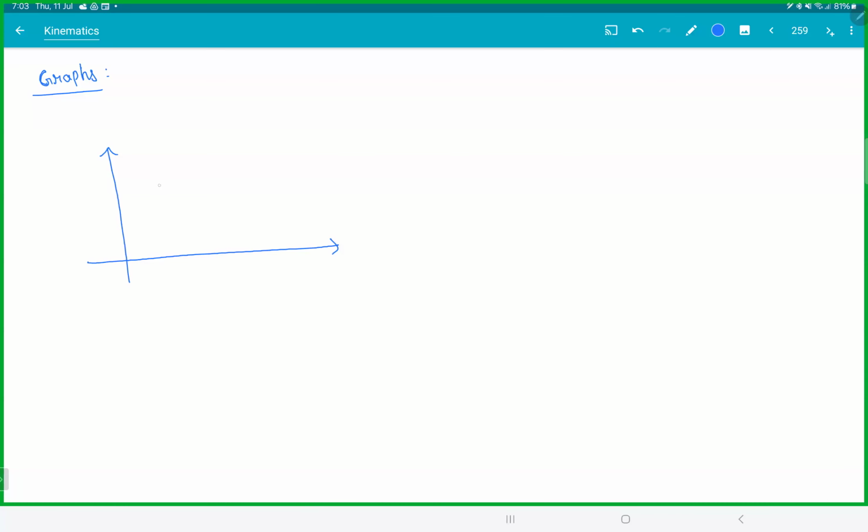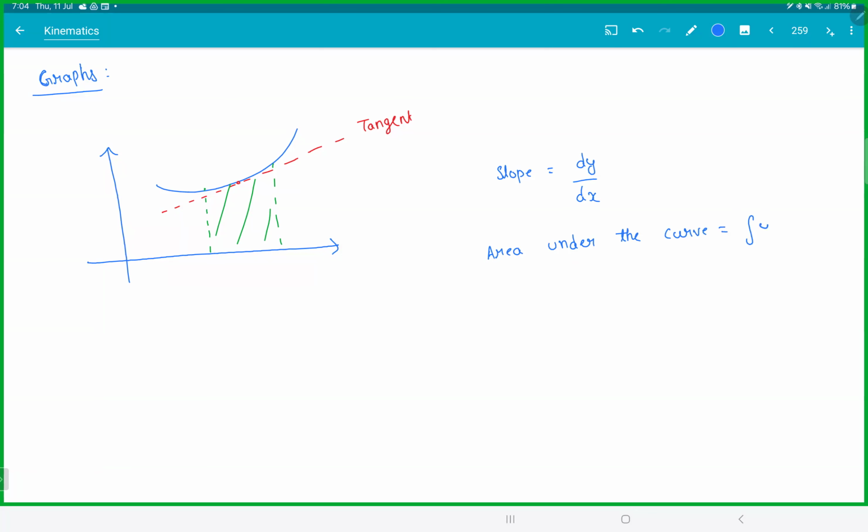So technically, in a graph, we have primarily two quantities. One is the slope. The second thing is the area under the curve. So in every graph, the slope is dy by dx. We will see what it means. The second quantity that you can study is the area under the graph, which is the integral of y dx. Depending on which properties you're taking, the slope and area can have different meanings.